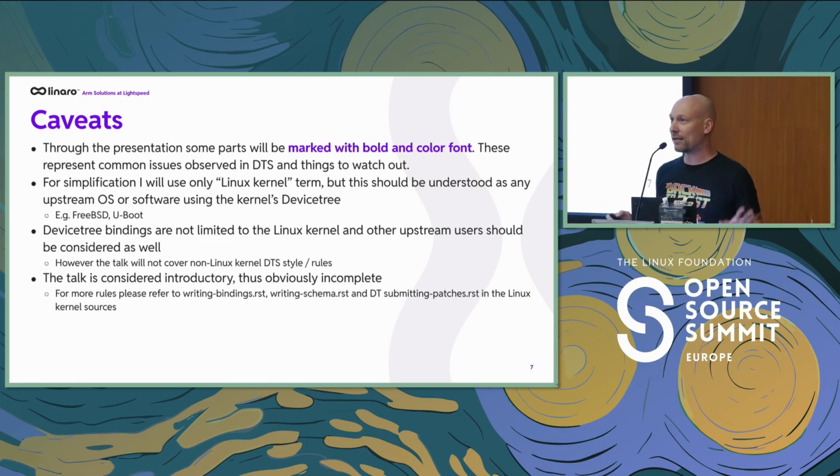This is obviously an incomplete talk. I have only 40 minutes. If you have more complex questions, go to the writing bindings document. It's quite nice. The kernel has the trouble of huge documentation which no one reads, and even more which is missing. If you ever try to learn how to send a patch, you start with submitting patches. I started it like 12 years ago, and at that time I read it. Now, submitting patches has grown significantly, but the writing bindings document is very, very concise. Therefore, there is no excuse not to read it if you ever actually want to learn something there.